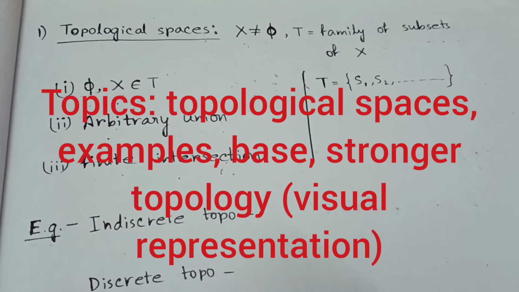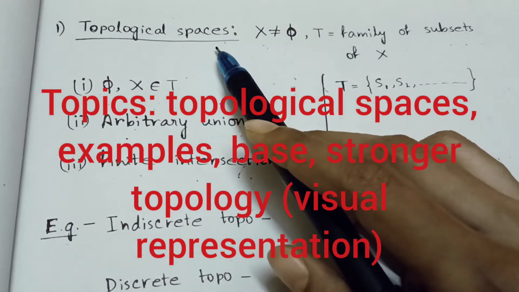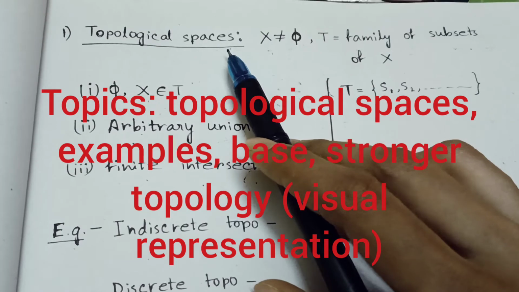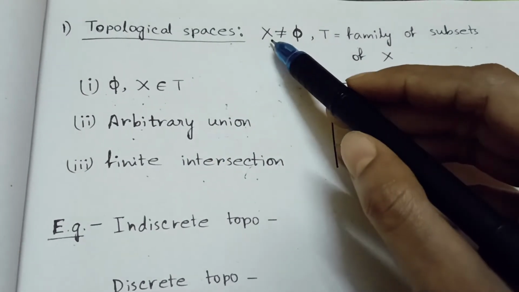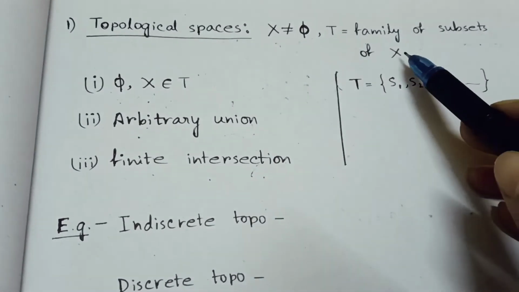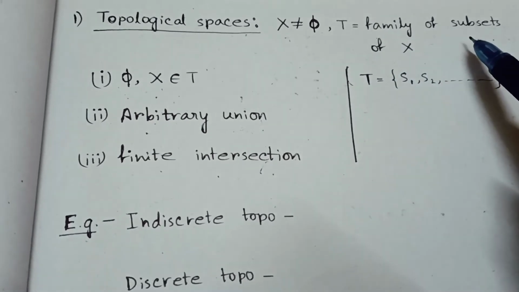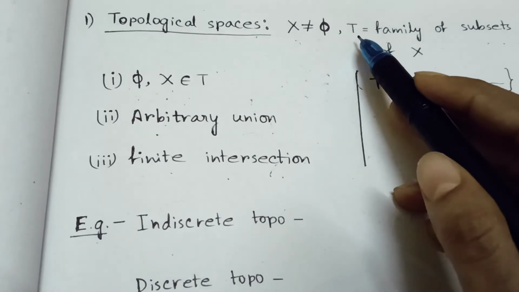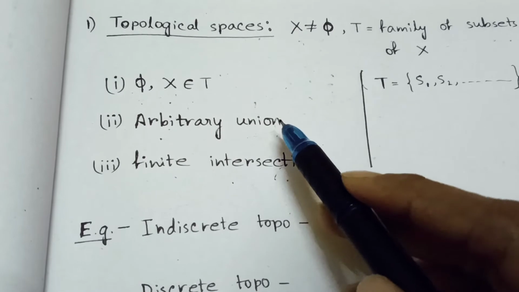In this video, we are going to talk about some important topics on topological spaces from its very basics. Okay, first let me remind you what a topological space is. Let us take a non-empty set X and a family T of subsets of X, not necessarily the family of all subsets of X. But the family T must follow the following conditions.